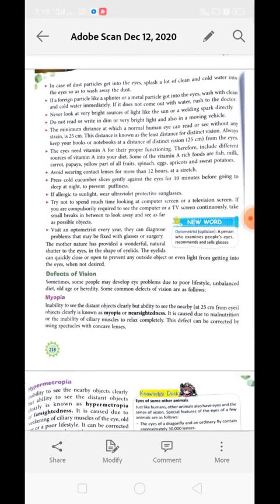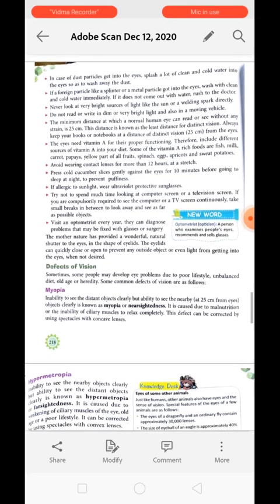Next, do not read or write in dim light or very bright light because this can damage the iris of the eyes. Okay, next, the minimum distance at which a normal human eye can read or see without any strain is 25 centimeter. This distance is known as the least distance for distinct vision.